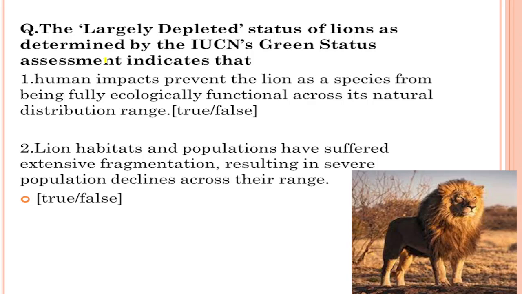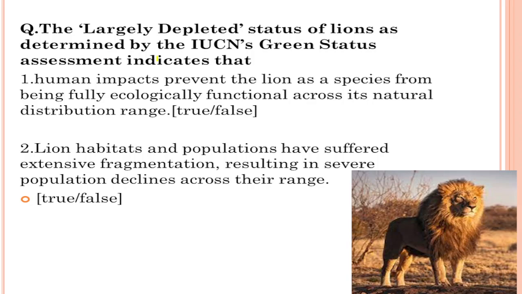The largely depleted status of lions as determined by the IUCN Green Status Assessment indicates, first, that human impacts prevent the lion as a species from being fully ecologically functional across its natural distribution range. Second, lion habitats and populations have suffered extensive fragmentation, resulting in severe population declines across their range.